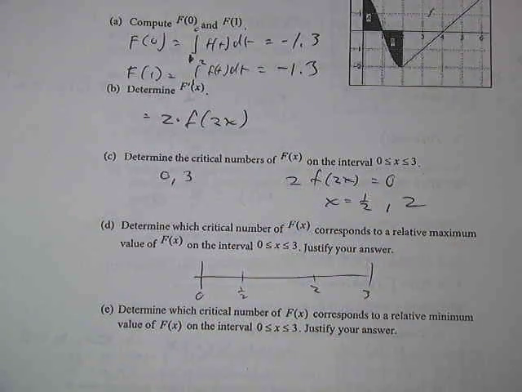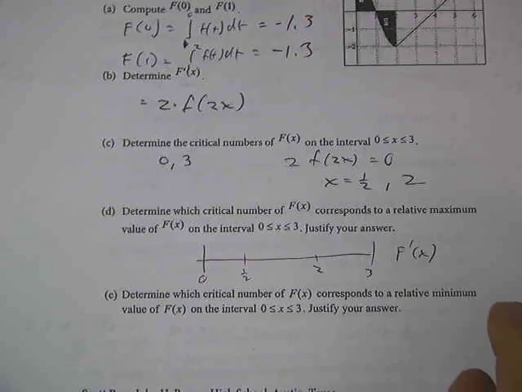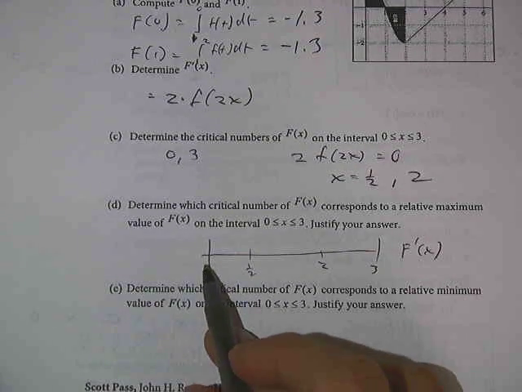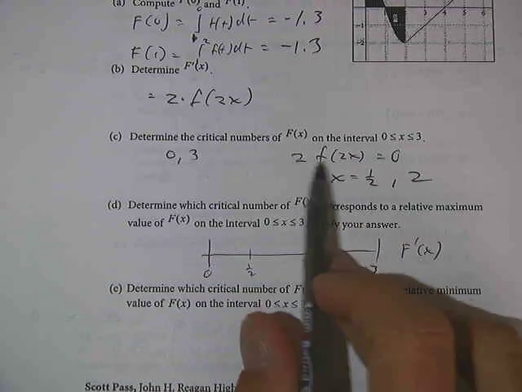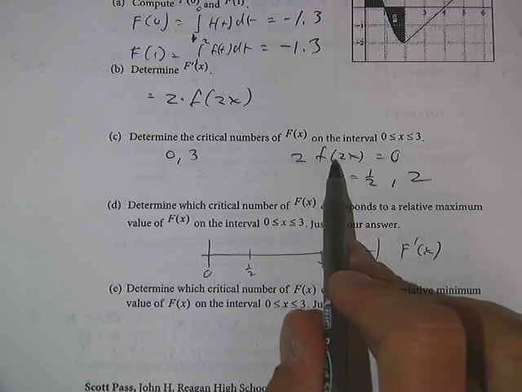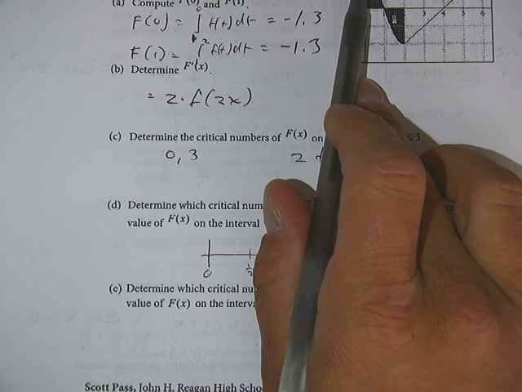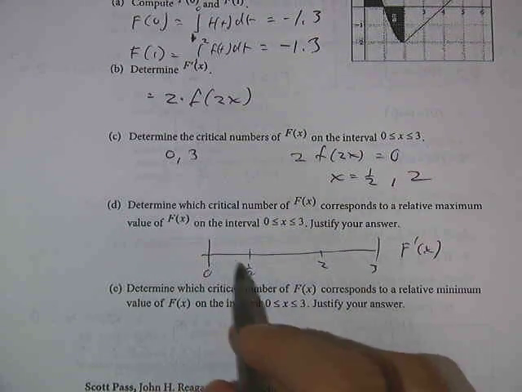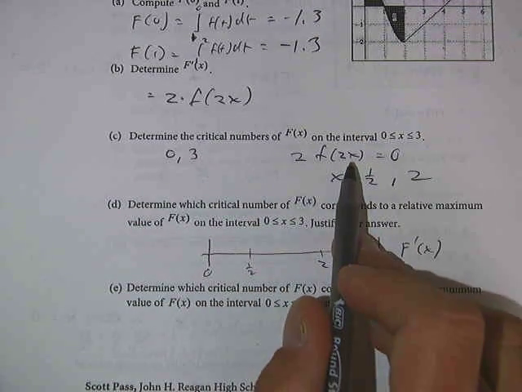Well, we know again that we have our number line here, we have a 0, a half, a 2, and a 3. And if we check out our derivative here, do our first derivative test, see what we got. So we know that at 0, if I were to put a 0 in here, our derivative would be 2 times f of 0. F of 0 is 2, isn't it? So the value at 0 itself would be 4.